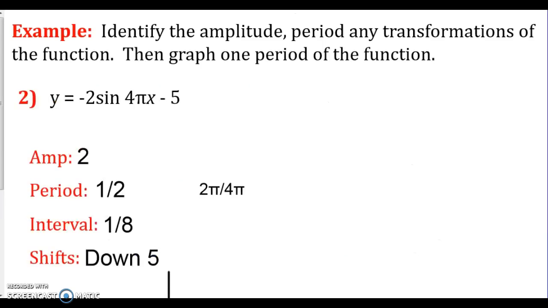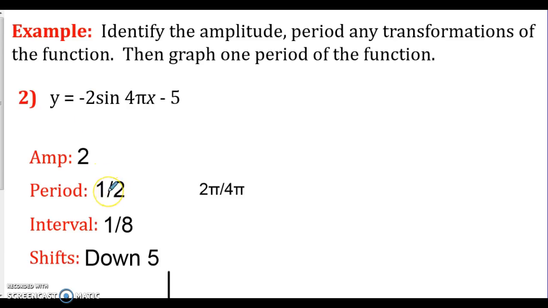Let's do one more a little bit quicker. Here we have -2 sine of 4 pi x minus 5. Again, if you need to pause, don't hesitate to do so. My amplitude is 2. I realize this is a -2 right here, but amplitude is always positive, so I don't care about that negative sign. That negative sign just tells me that my graph got flipped upside down.